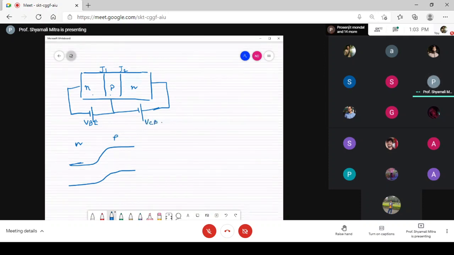So without giving V1 and V2, we will specifically call them by the names of their junctions. This voltage is being applied at the base to emitter junction, so it's VBE, and this voltage is being applied at the collector to base junction, so it's VCB basically. Now the function of this VBE is what? To give forward bias.